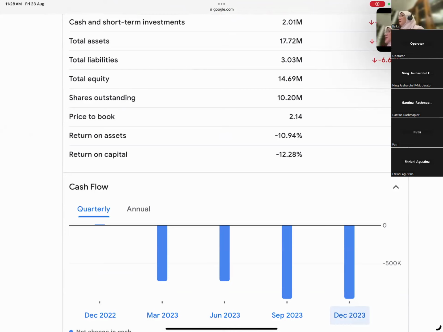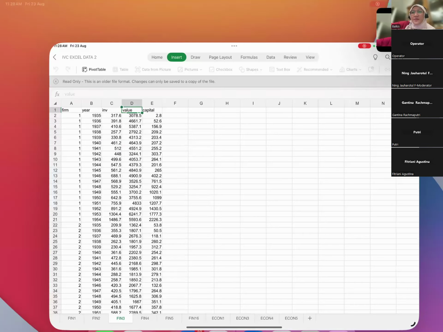Your experience when you do research so far, do you have any problems collecting finance data? Ada tak? Data cleaning. All right. So yes, data cleaning. For example, this one.